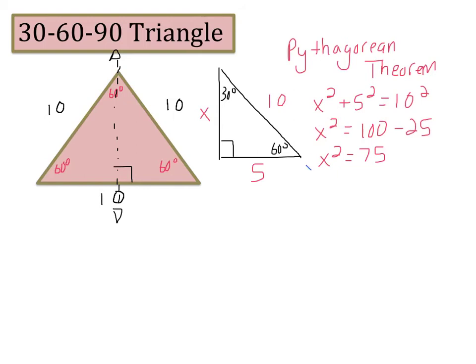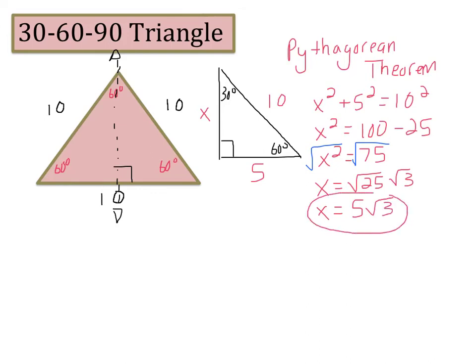Now I want to get x by itself, so I have to take the square root of each side. So I'll have x equals the square root of 25 times the square root of 3. So x equals 5 times the square root of 3. So let's look at these relationships. We have a short leg, a long leg, and the hypotenuse.